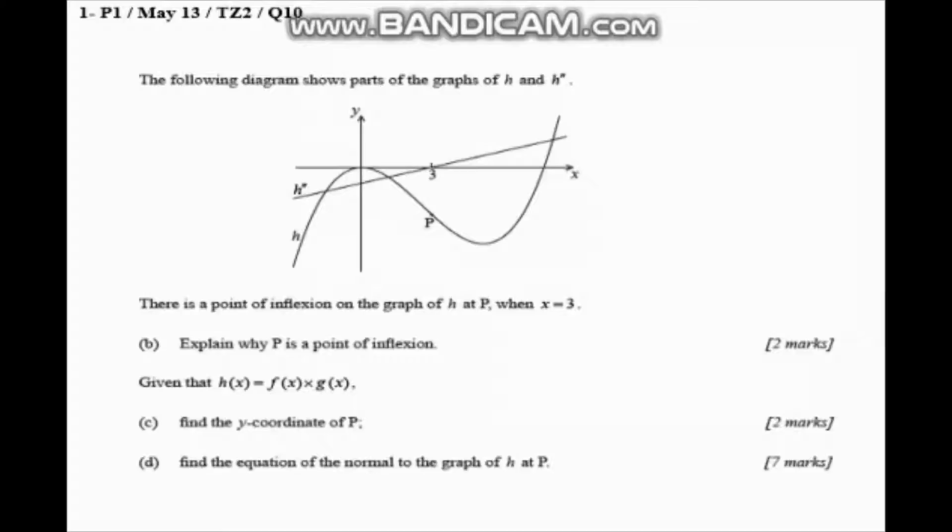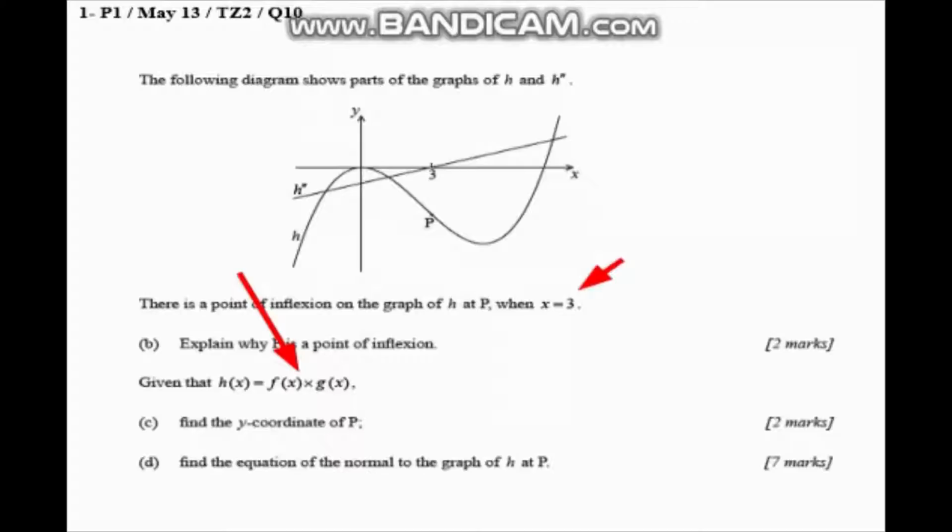So first we need to find the slope of the tangent line at P, and the slope of the tangent line at P is given by h dash of 3, h dash when x equals 3. So how do I find h dash when I don't have an equation? Using the product rule and using this formula right there.